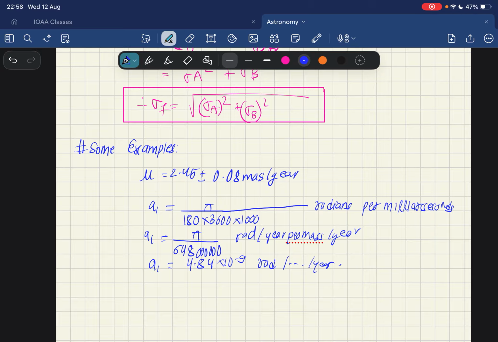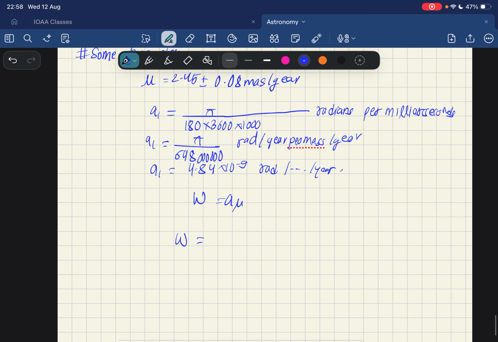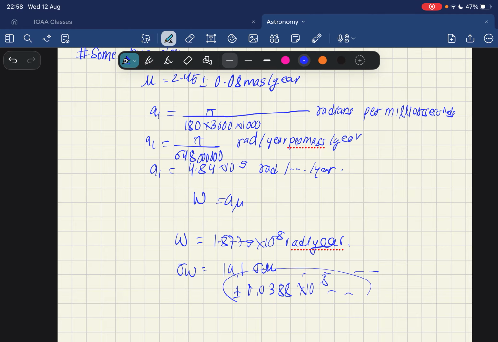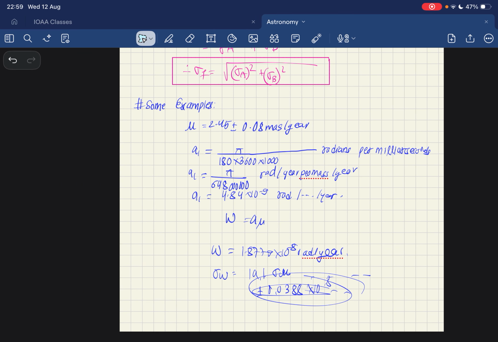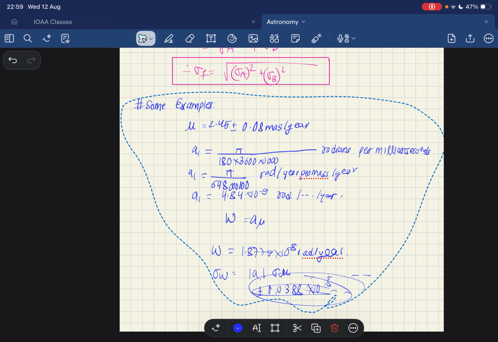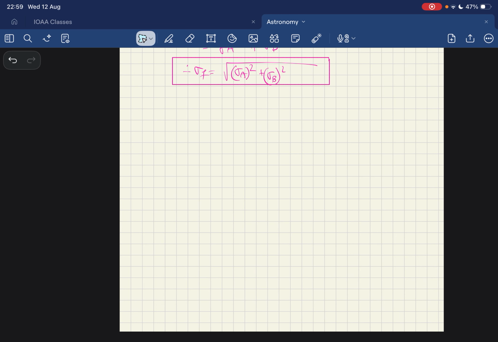We have angular speed in radians per year, omega equals A1 times mu. So substituting our values, we will get omega equals 1.8779 times 10 to the power minus 8 radians per year. Okay, so from this we will get the sigma. This is A1 times sigma mu, just multiply those and you will get plus or minus, I suppose, 0.0388 times 10 to the power minus 8, right? So I think that's the whole point. I suppose this was a bit messy, but you get the gist.